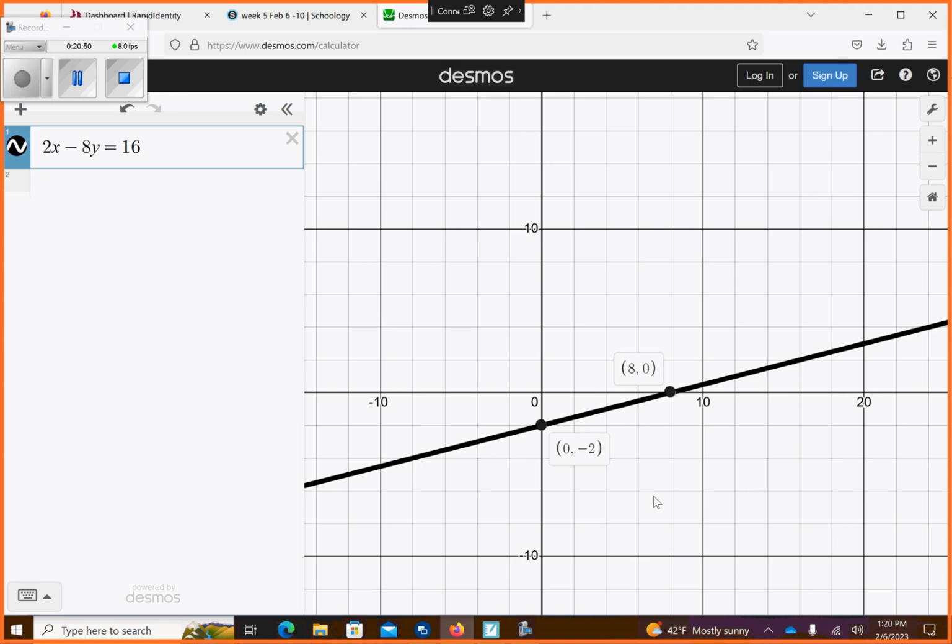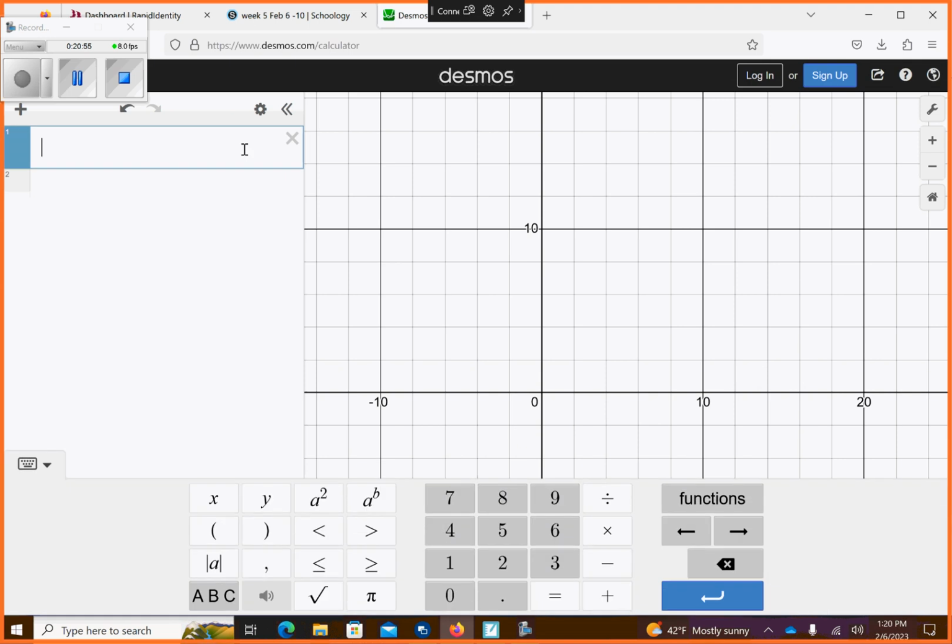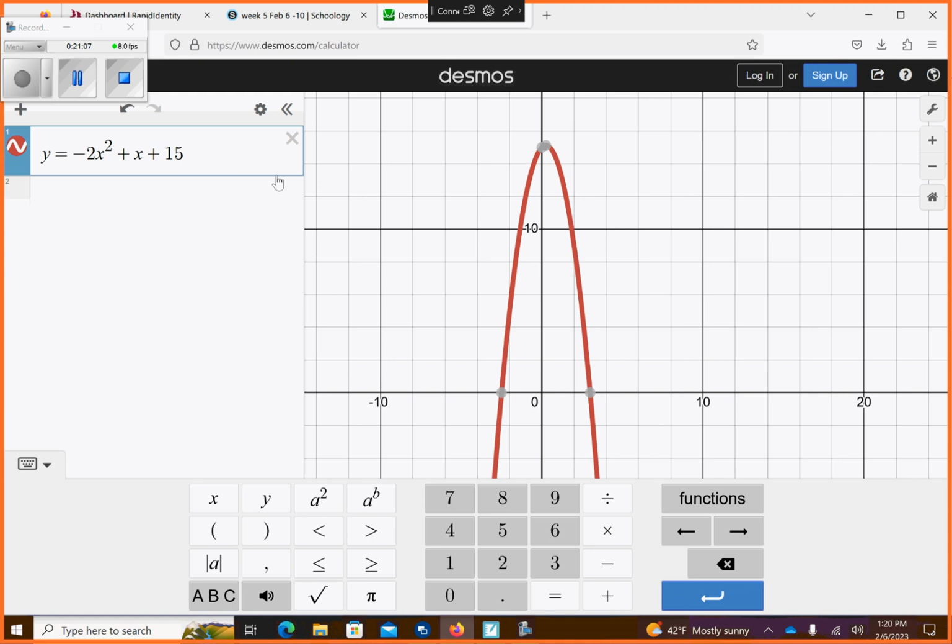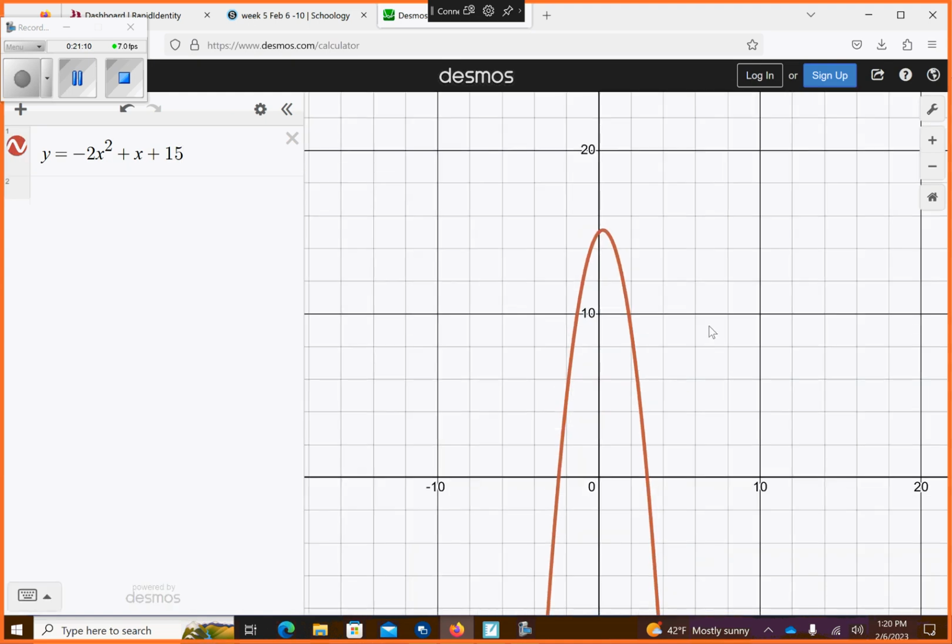And last but certainly not least is number 12. So yeah, y equals negative 2x squared plus x plus 15, excuse me. All right, so they want us to give it the x-intercept. So the x-intercept appears to be at 3, 0 and also at negative 2.5, 0. The y-intercept appears to be at 0, 15. The maximum value is right next to it, so at 0.25 or at 15.125.